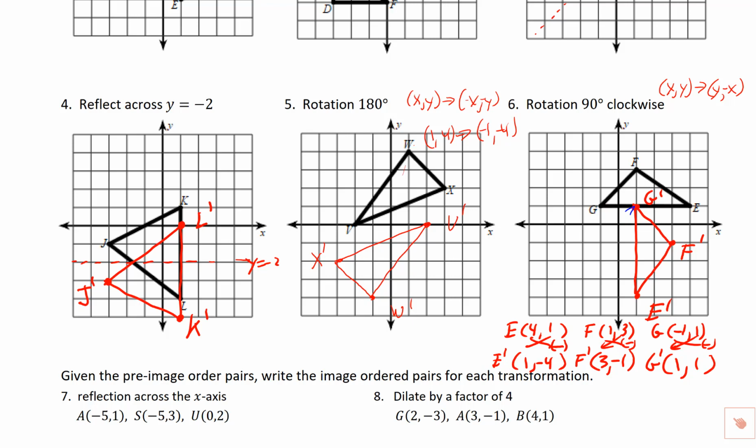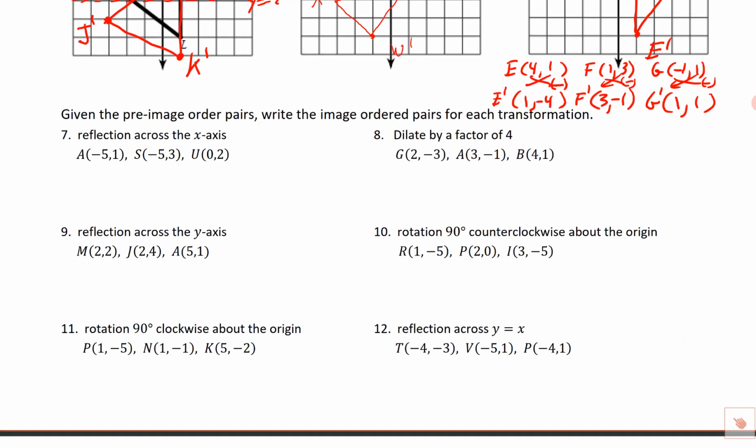Okay, let's slide down here and let's talk about these guys. This one says, given the pre-image ordered pairs, write the image ordered pairs for each transformation. So this is where we're going to need to work a little bit, because if we've got a drawing, if we've got a graph, then that tends to make it a little bit easier. So what we want to do here is reflect it across the x-axis. Now, if you need to refer to something, you're welcome to, but by the time you take the test on this, you've got to make sure that you've got these memorized.